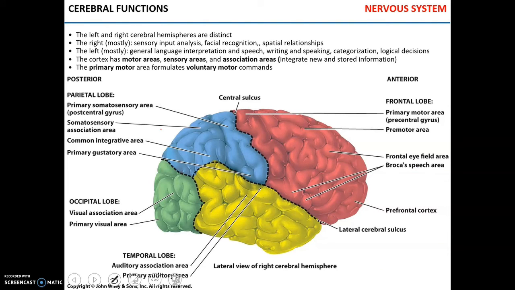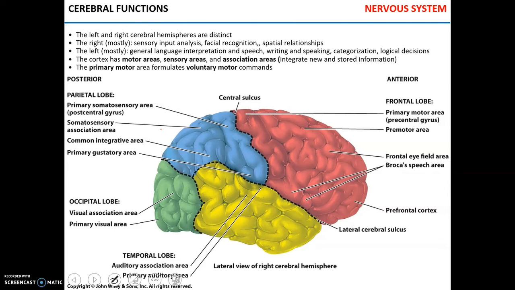Now, hemispheres, left and right hemispheres, are slightly distinct. So, for instance, right hemisphere mostly controls the analysis of the sensory inputs, spatial relationships, and facial recognition, while the left hemisphere is mostly responsible for interpretation of language and speech, writing, speaking, logical decisions, and so on and so forth. However, each hemisphere can perform all the functions. So, although there is a distribution between the hemispheres, in hypothetical case, if one doesn't work, another one can take over, which doesn't really happen.